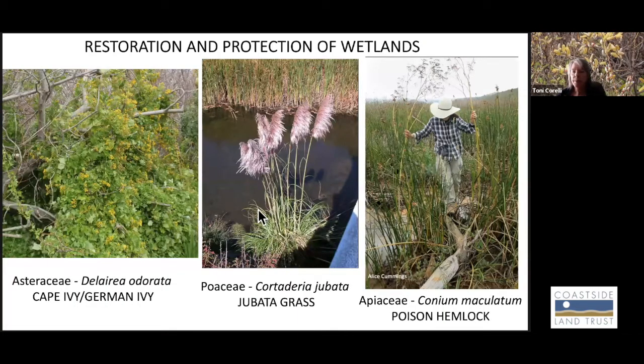Protecting our watershed is important, and removing invasive non-native plants is critical to preserving our natural habitats. These are three of our most invasive non-native plants that occur in our wetlands. The Cape ivy that has come to us from South Africa, the jubata grass, Cortaderia jubata, that is native to the Andes Mountains in South America, and showing here the poison hemlock that is native to North Africa and Europe.